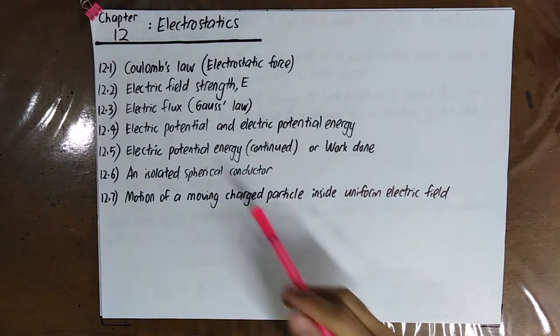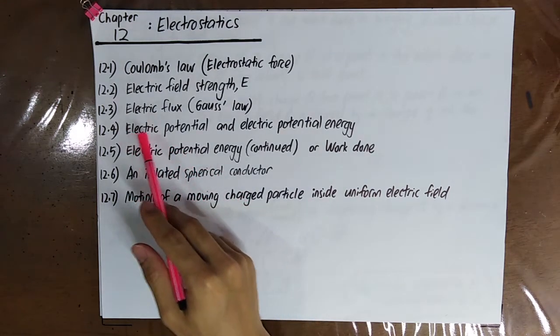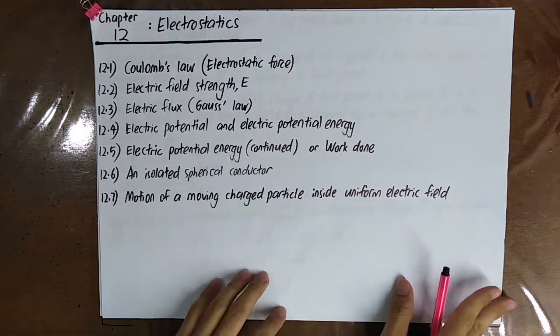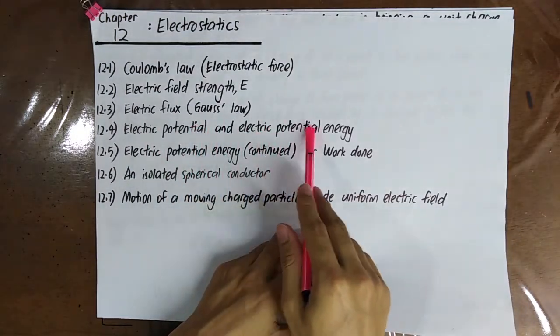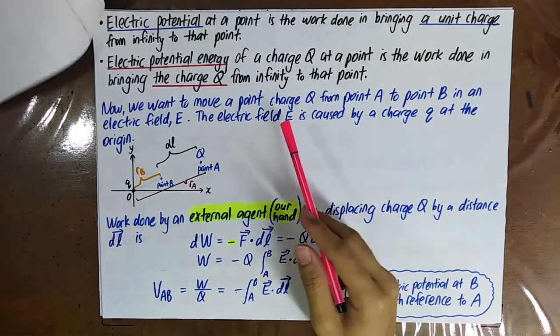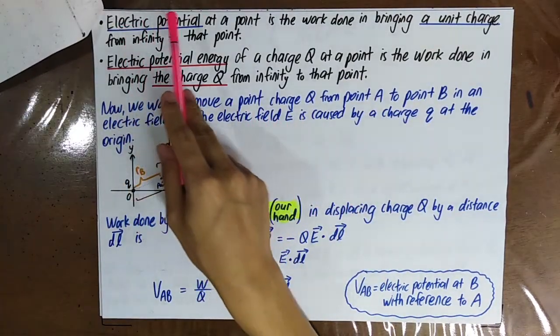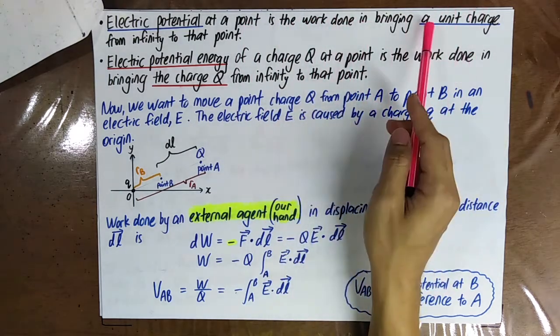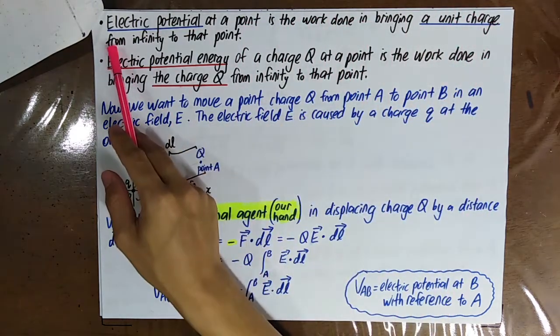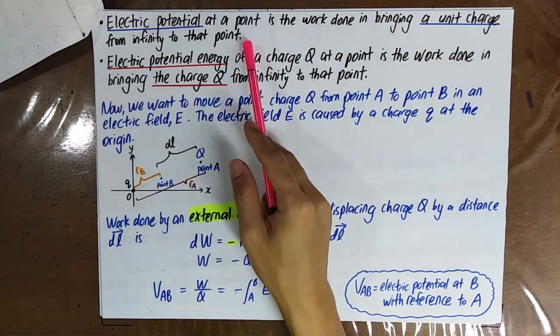Okay, in this video, we'll be talking about the electric potential and electric potential energy. Electric potential is V. Electric potential energy is U. Electric potential at a point is the work done in bringing a unit charge from infinity to that point.